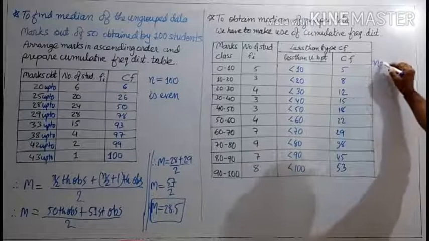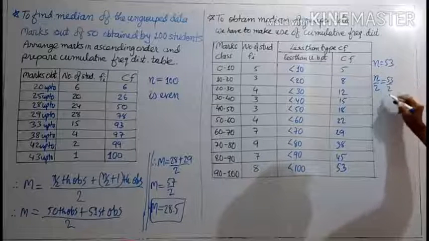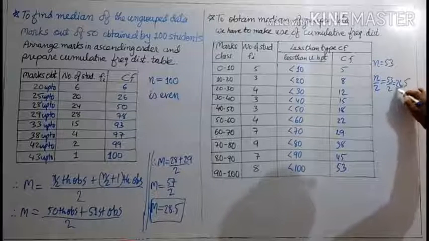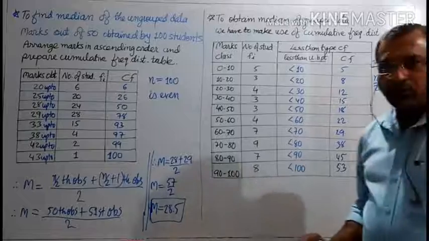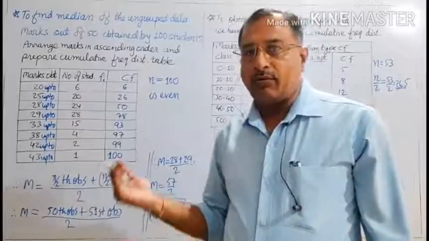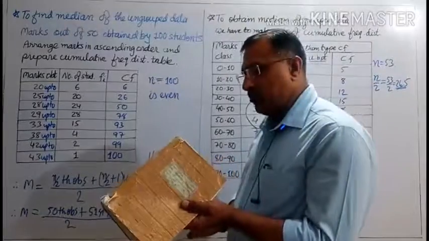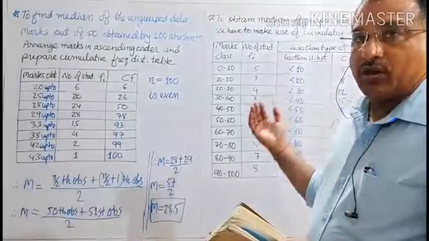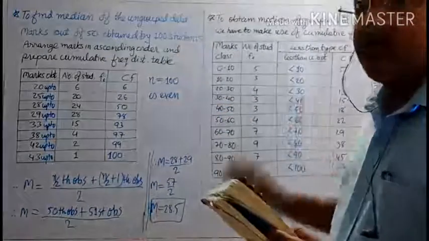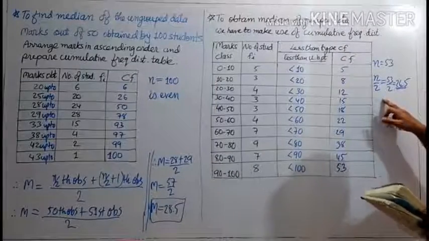So n is equal to 53, and therefore n by 2 is equal to 53 by 2, that is 26.5. That is n by 2. Is it clear? So here we need n and n by 2. Now we will go for the median class. As we did with the modal class, which means the class having the highest frequency, here the median class is not in that way. For the median class we have to depend on n by 2.